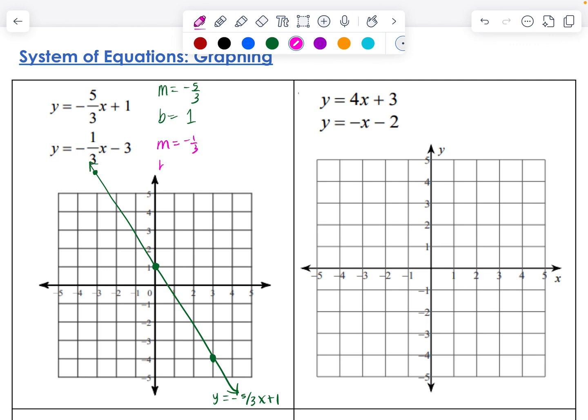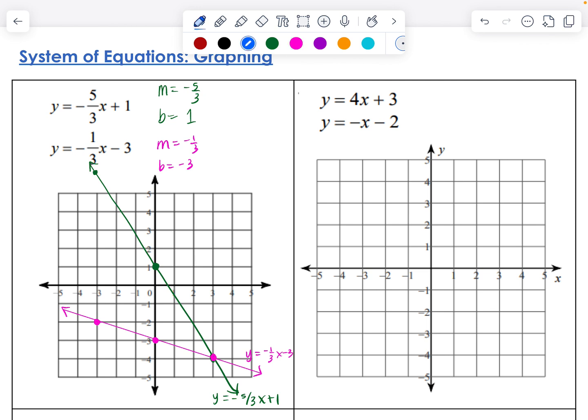I've got an m of negative 1/3 and a b of negative 3. So I'm going to start at negative 3. Since it's a negative slope, I'm going to start going down and then over 3. And then I can just go in the other direction, up and to the left 3. Again, the other points are going to go off of the grid, so just put as many as you possibly can. And I'm going to connect these, okay? I'm going to put an arrow at the end, and I'm going to label y equals negative 1/3 x minus 3.